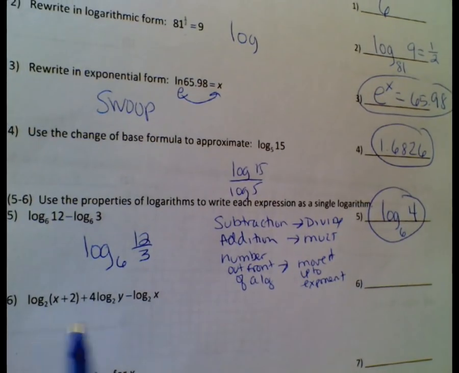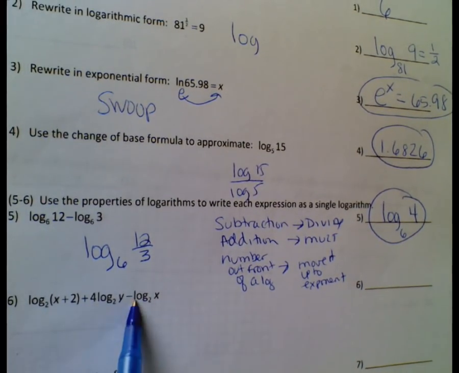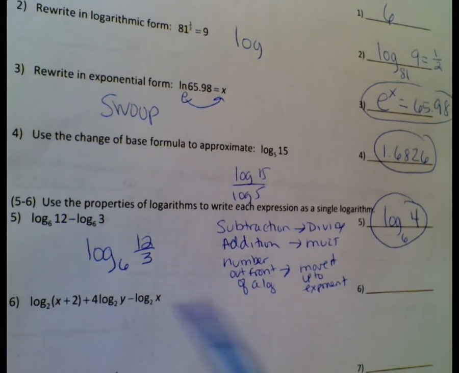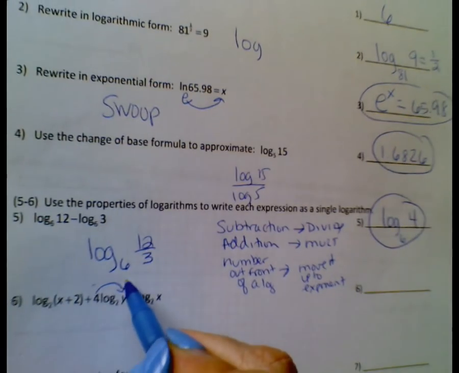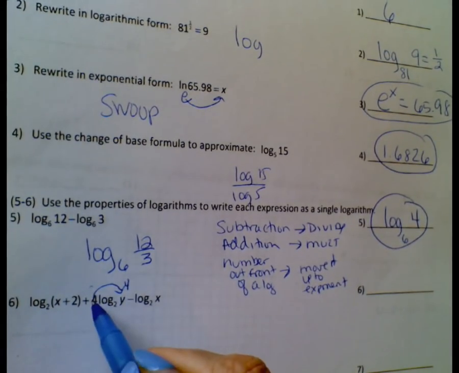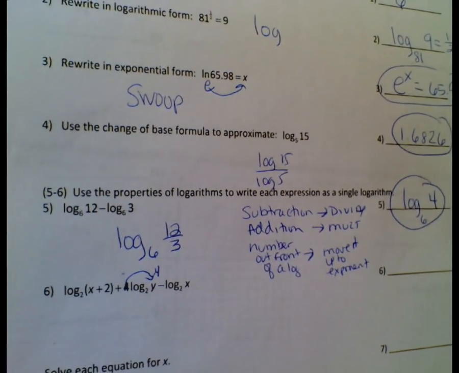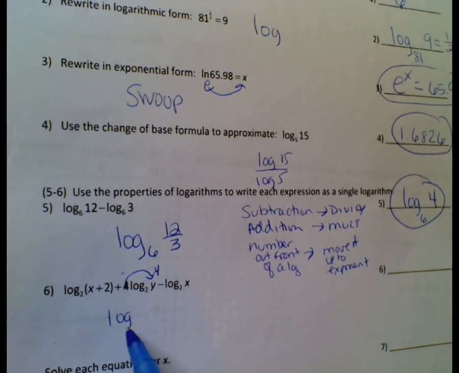So on this one, do you see any numbers out front? I see a number out front right there. This is the only one. That's this one, number out front of a log. So we're going to move this to an exponent. We're going to write a 4 right here. And we're going to get rid of this 4. Once there's no outside numbers, then you could write it as a single log. So what is the base? The base is 2.